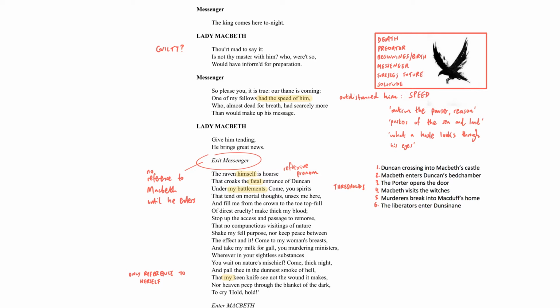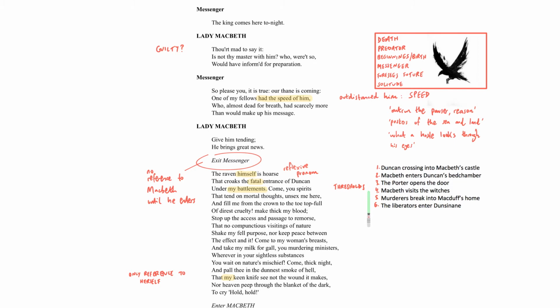The raven is hoarse that croaks the fatal entrance of Duncan under my battlements is an important image. Not only is it the first of the thresholds in the play, so we've got a crossing over here. Duncan coming into Macbeth's castle is the first of the big 6 thresholds. So remember, there are 6 moments in the play in which someone crosses over a threshold or doorway, and then afterwards everything is changed. Duncan enters Macbeth's castle. Macbeth enters Duncan's bedchamber. The porter opens the door after the murder.